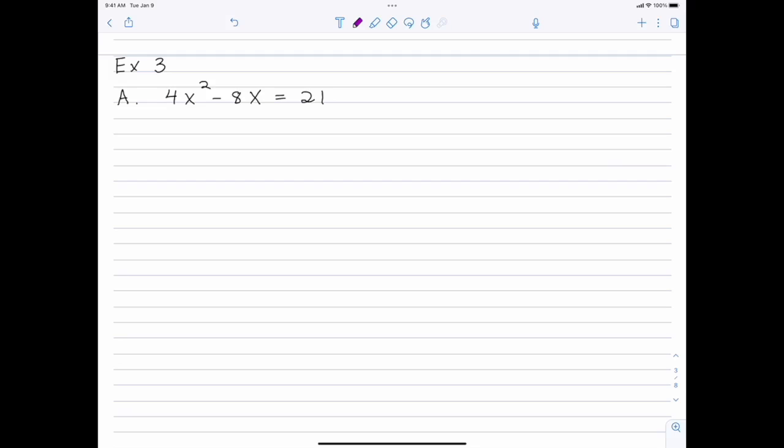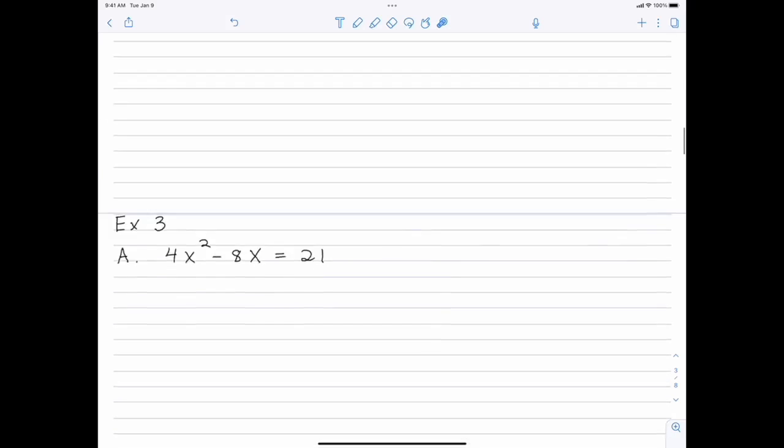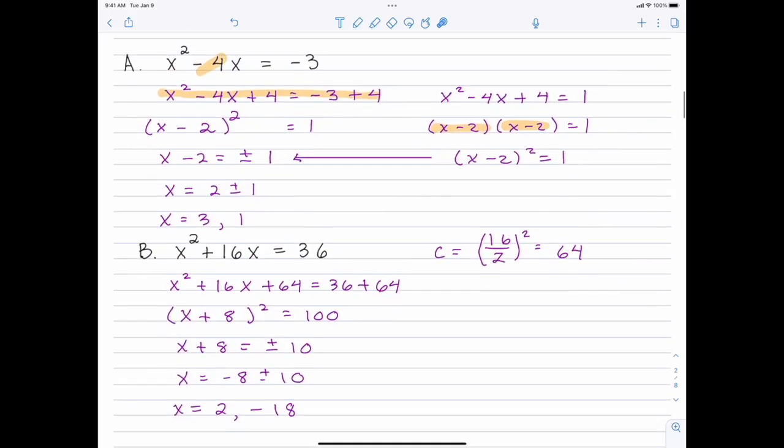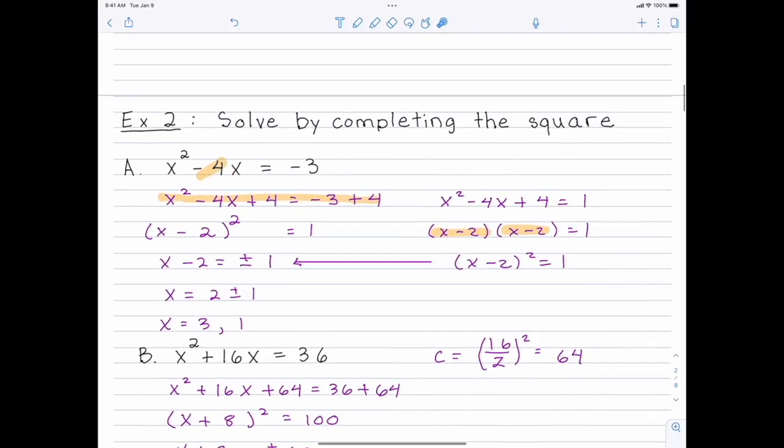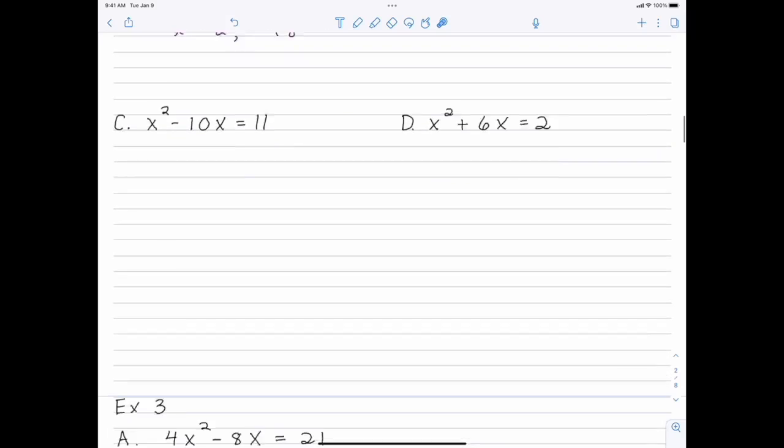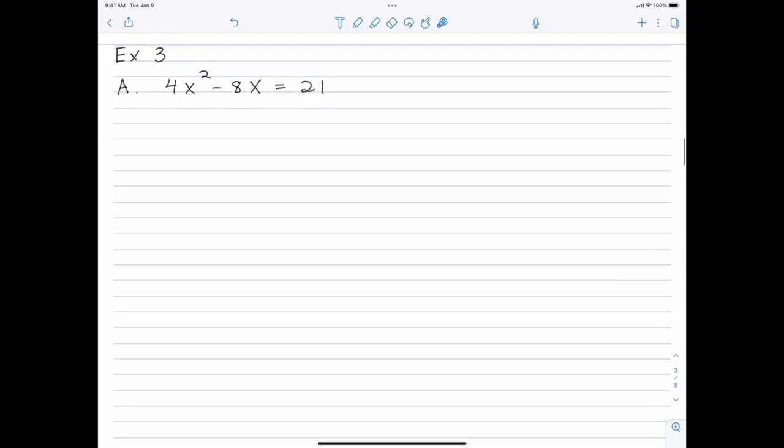Okay? What makes this hard is, so far up to this point, I want you to notice, for all these ones, let's go back real quick, the number in front of x squared was 1. So far, the number in front of x squared is 1. This number in front of x squared is not 1. So what do we do? Well, I've got a couple options.